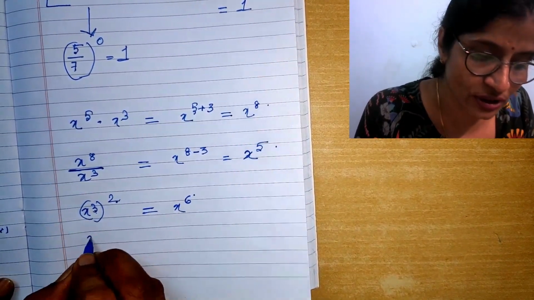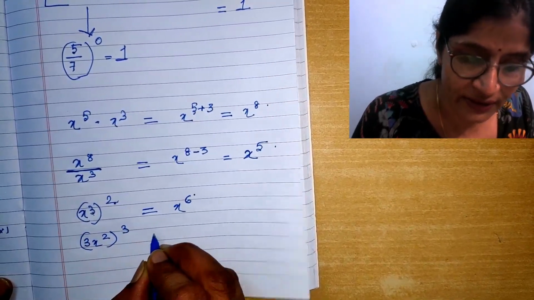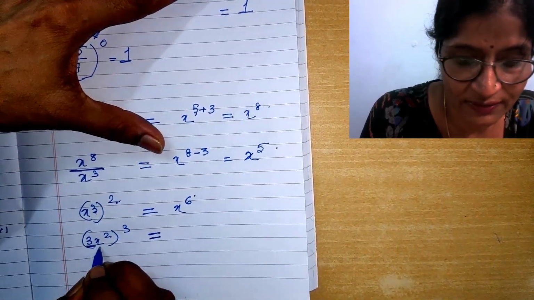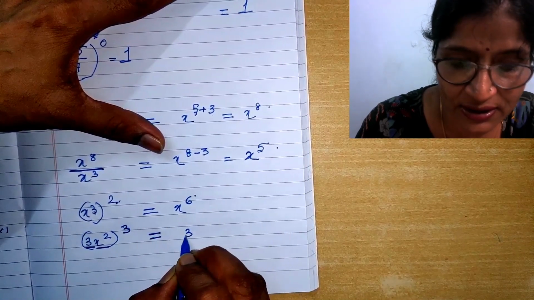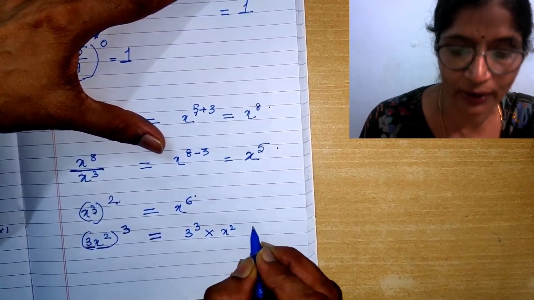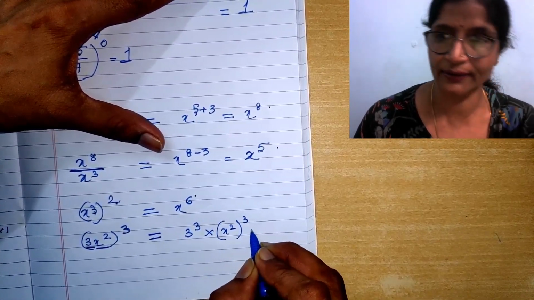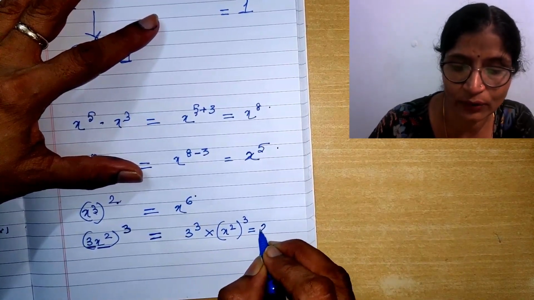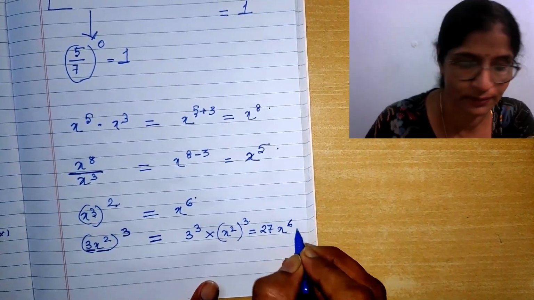Next one is 3x square whole cube. Then it is equal to, can you see here, 3 as well as x square power 3. So here it indicates that 3 to the power 3 into x square to the power 3, and that is equal to what? 3 3s are 9, 3 9s are 27, x to the power 3 2s are 6.